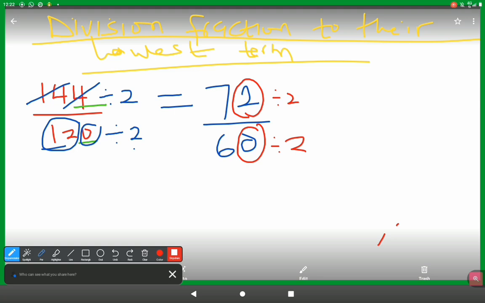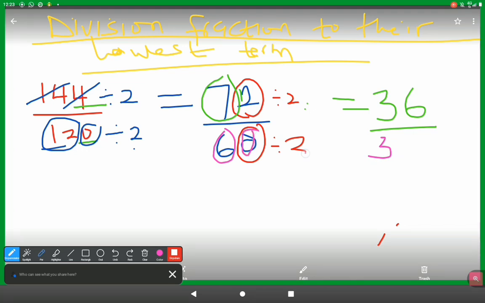Alright, so 72 divided by 2. How do we do that? I'll start from the 7. 7 divided by 2 is 3 remainder 1. So the remainder will be put in front of the 2, becomes 12. Then 12 divided by 2 is 6. So that means 72 divided by 2 is 36. Over. Then I'll go to the denominator. 6 divided by 2 is 3. There's no remainder, so I'm moving on to 0. Then 0 divided by 2 is 0. Now I'm having 36 over 30.